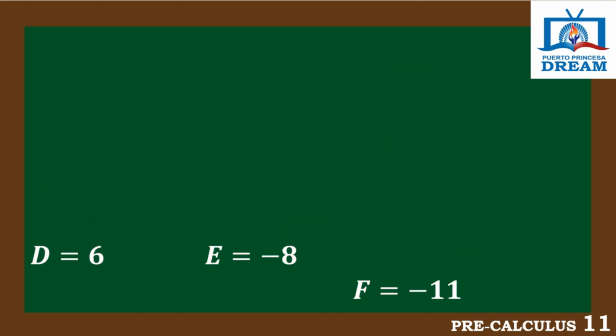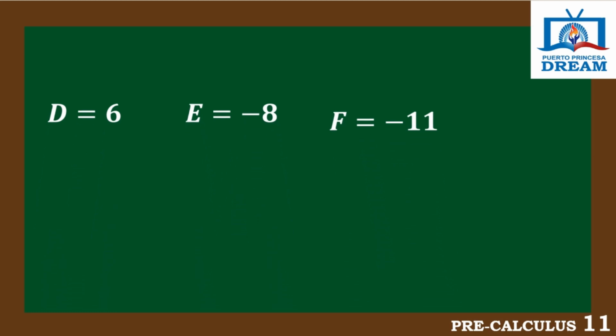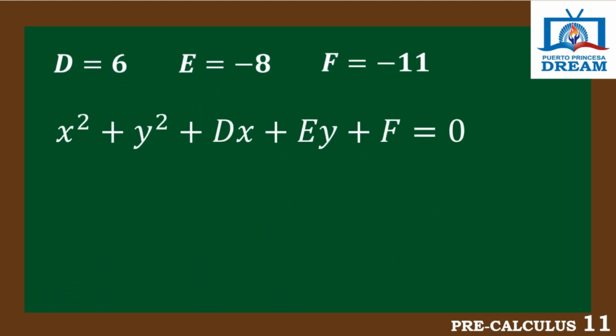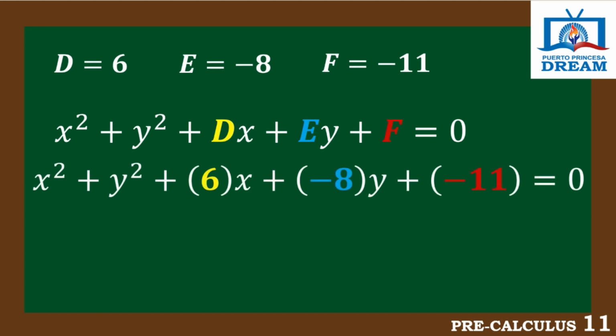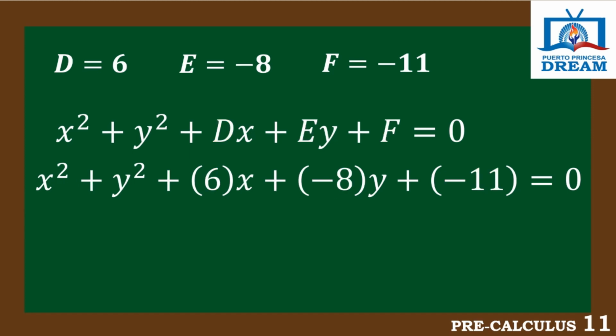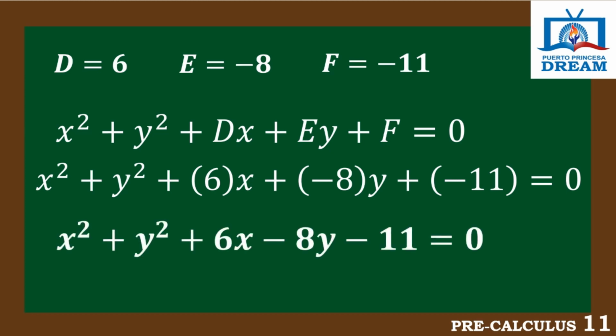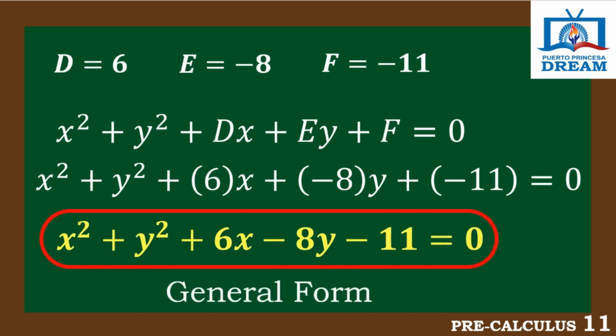We can write the general form of the circle by substituting these three values to this equation. The equation will become x squared plus y squared plus 6 times x plus negative 8 times y plus negative 11 equals 0. If we simplify this, the final answer is x squared plus y squared plus 6x minus 8y minus 11 equals 0. This is the general form of the equation of a circle.